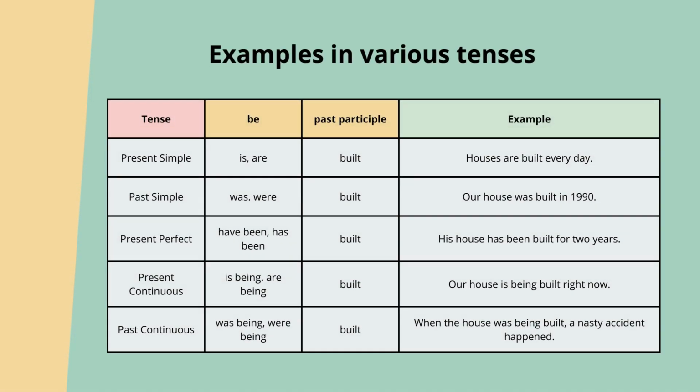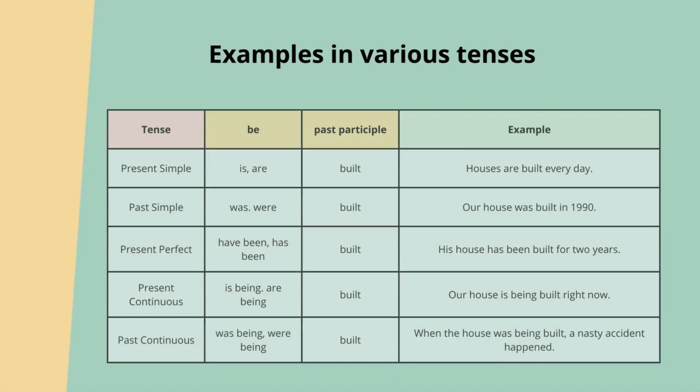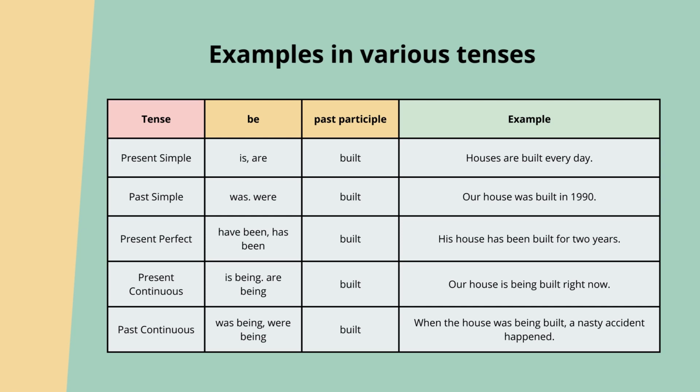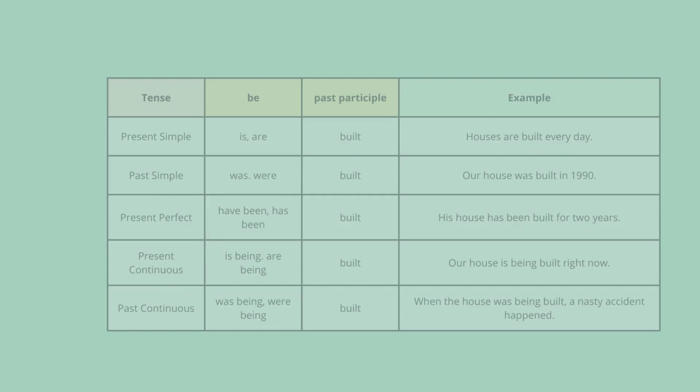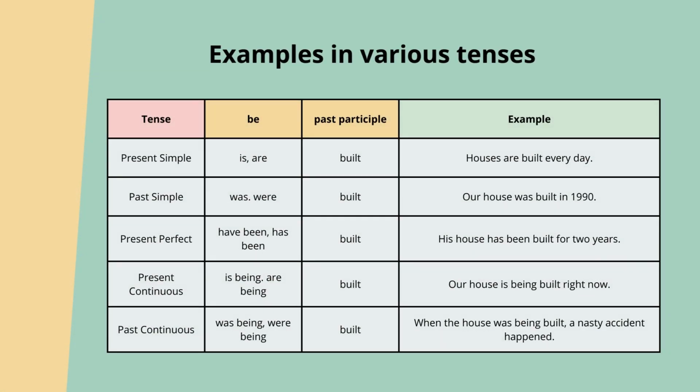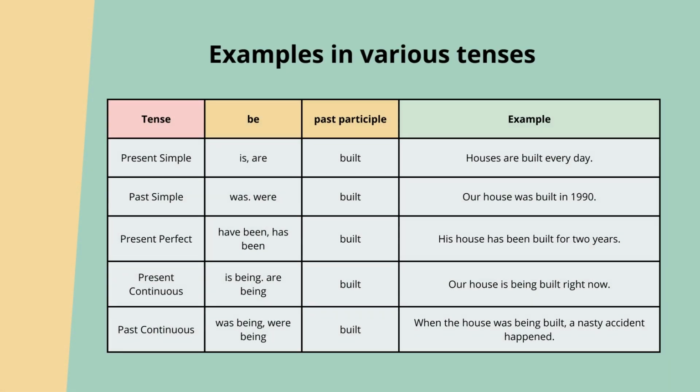Examples in various tenses. Tense, be, past participle, example. Present simple: is, are, past participle built. Example: Houses are built every day. Past simple: was, were, past participle built. Example: Our house was built in 1990.